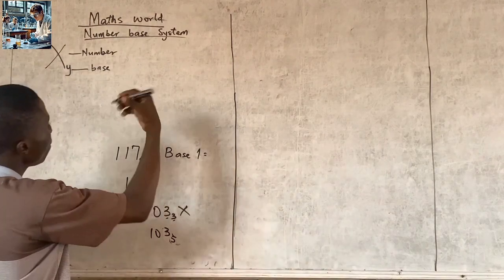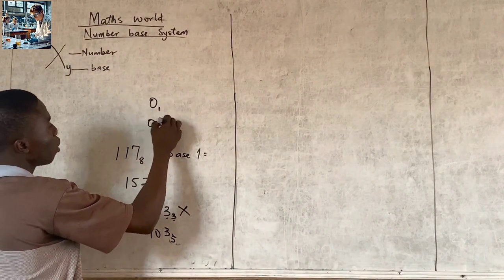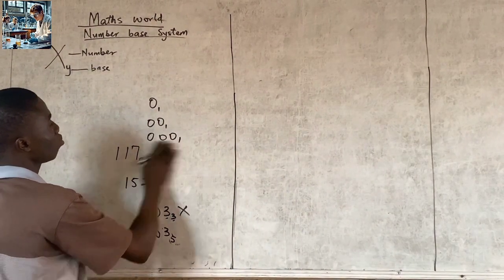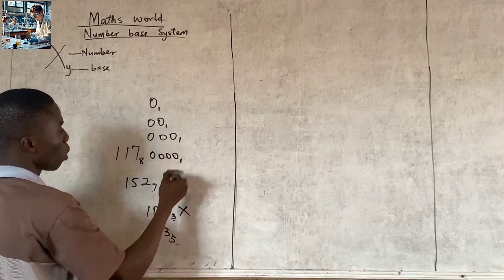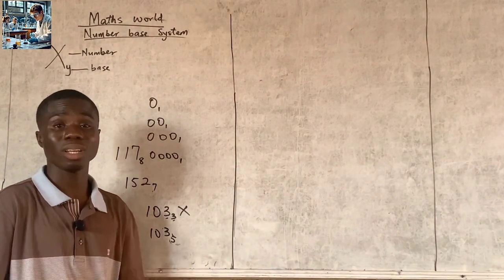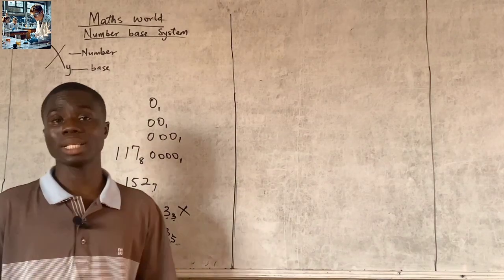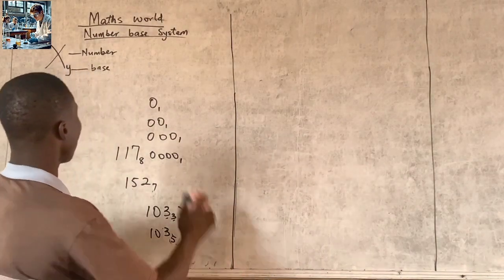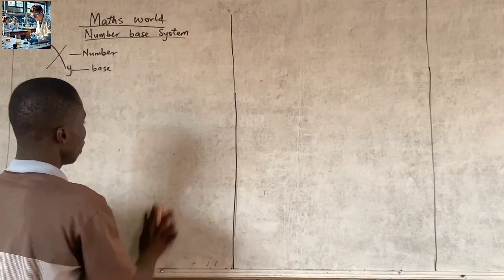Yes. Okay, let me now say that 0 base 1, 00 base 1, 000 base 1, 0000 base 1. You can see they are all zeros. It has no meaning. So base 1 does not exist. So forget about having base 1. Base 1 does not exist.